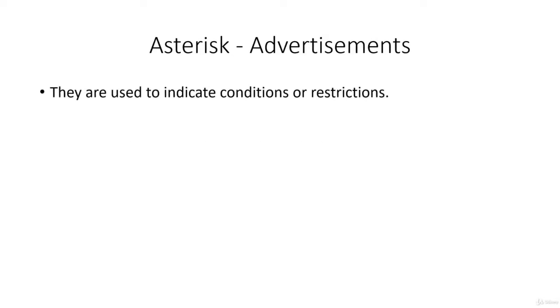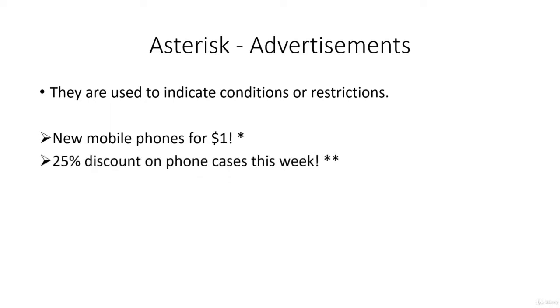We mentioned advertisements, and we'll show these a bit more in detail. So they're often used to indicate conditions or restrictions. So you might see something like this: new mobile phones for $1, asterisk. 25% discount on phone cases this week. And here there's two asterisks. And so there's two footnotes that we could expect.